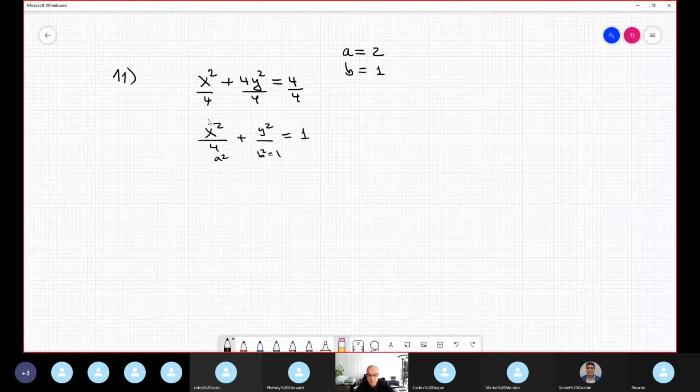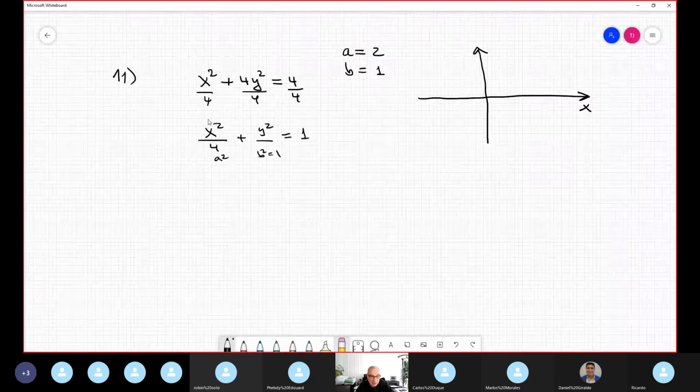So we are in front of one horizontal ellipse because the major axis lies on the x-axis. So we have 2 here, 1, 2, 1, 2, 1, 1. Our ellipse looks like that: 1, 2, minus 2, 1, minus 1.